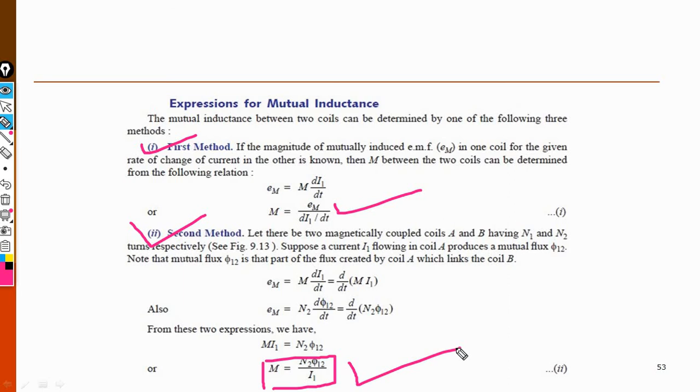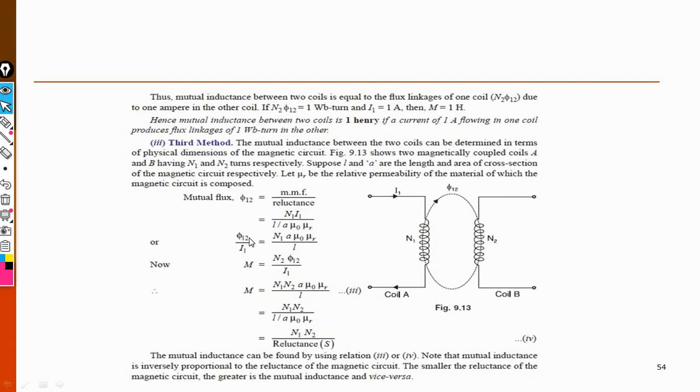Now one more method is pending, that is the third method. I think time is very less, but no problem. The next method is the third method, the last method. It is a very simple method, and it also depends on the first method and the second method.